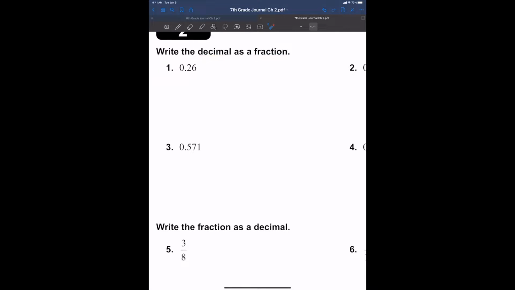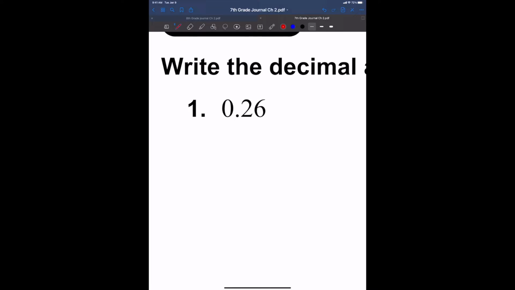Does anybody remember? How do you write a decimal as a fraction? Christine? You count how many places went over. Good. So for number 1 it'd be 26 over 100. I always ask kids, what number do you see? 26. So you write 26. And then how many spaces does that 26 take up behind the decimal? 2, which means you'll have 2 zeros in the bottom. It's always a power of 10 somehow, right? So your answer is 26 100ths.